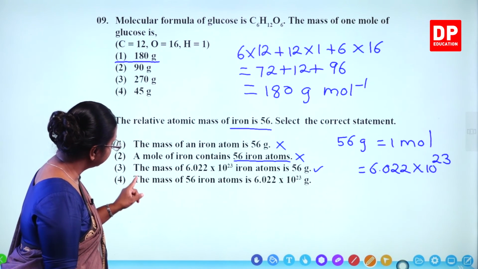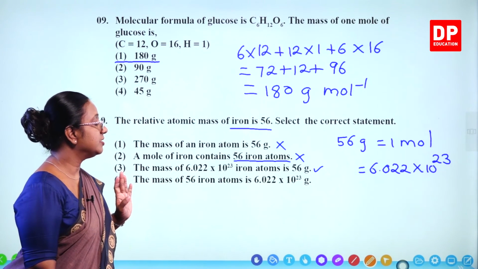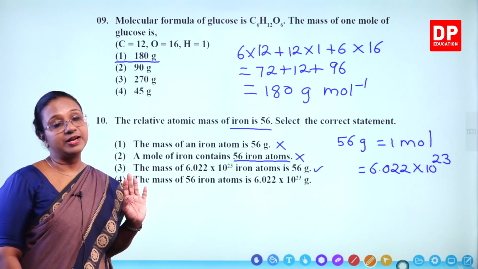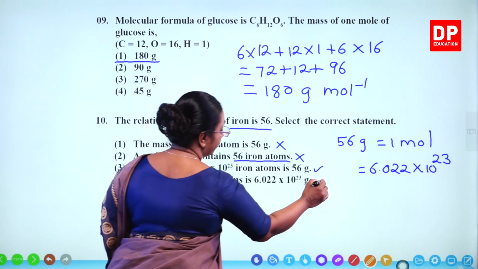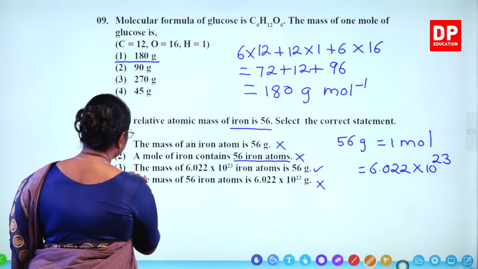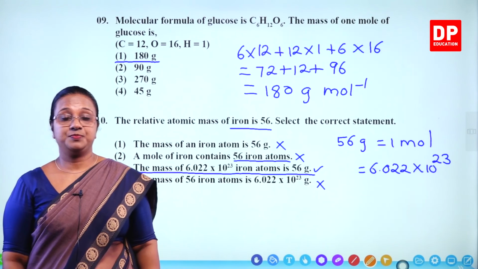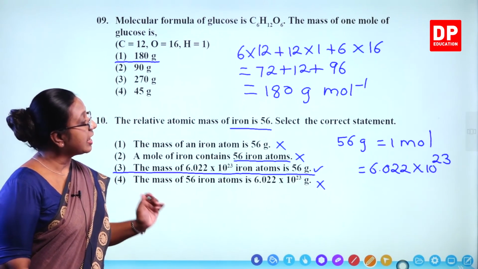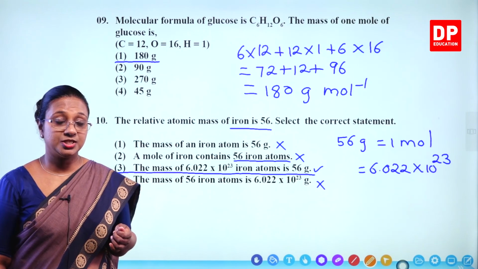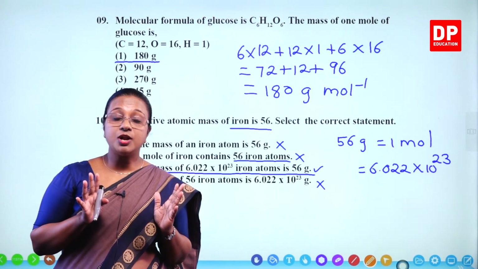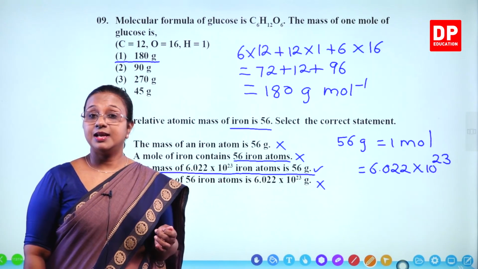Then the fourth one, the mass of 56 iron atoms is 6.022 into 10 to the power of 23. That is also wrong because you know this is the Avogadro constant. So that is wrong. Then the correct answer is the third answer. So those are the MCQ or multiple choice type questions. So I am sure now you all have an idea as to how you will get questions related to this lesson.